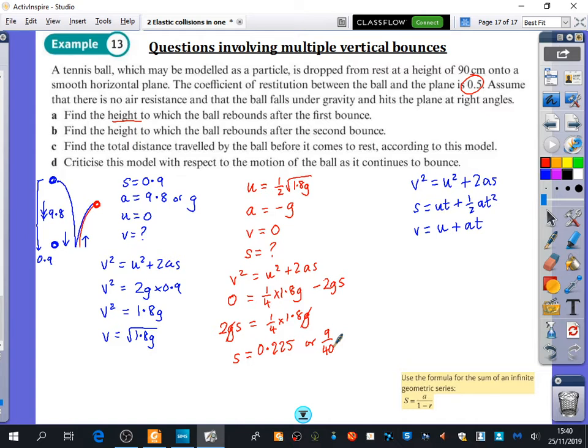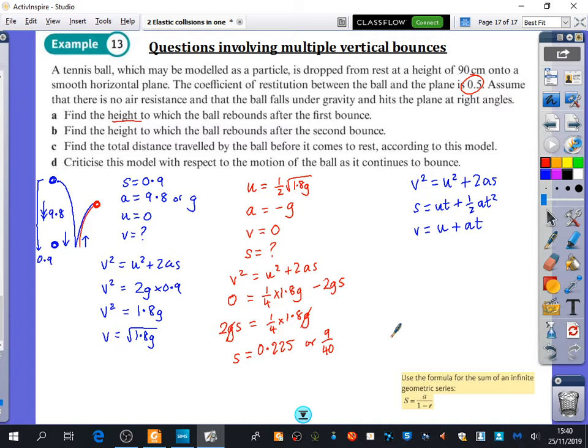Now we're going to have to use that again for the next bit, okay? Because it's saying find the height to which the ball rebounds after the second bounce. There's going to be a pattern, but I'm not ready to dive in with what the pattern is just yet. I think we probably should do it the long way, but if you see what the pattern is here, we've gone from 0.9 to 0.225. What do we predict the next one should be? A quarter of the height. Yeah, a quarter of the height.